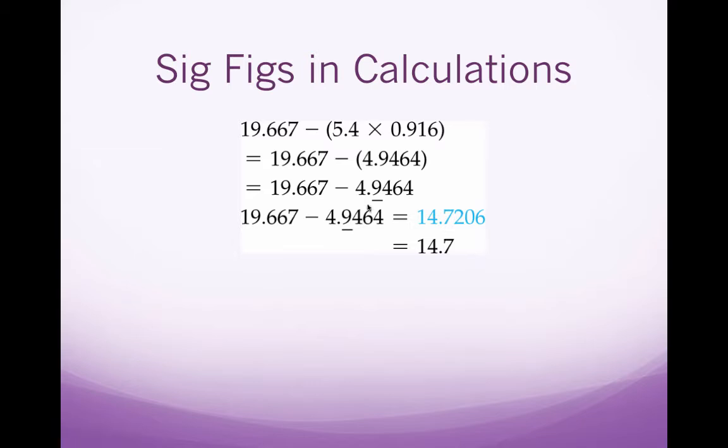Let's look at another one. So again, first thing we'll do is the calculation in parentheses. So this is this multiplication calculation. So 5.4 times 0.916, and we get 4.9464. This should have 2 significant figures because our number with the fewest number of significant figures has 2. So in this row you can see we underline where our significant figure should end. Then we can do the subtraction. Remember, the rule for subtraction is that our answer should have the number of decimal places as our measured number with the least number of decimal places. Here we have 3 decimal places, here we have 1. So our answer should have 1 decimal place, 14.7.